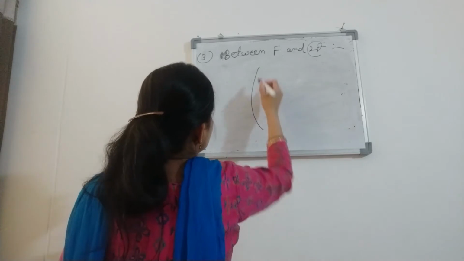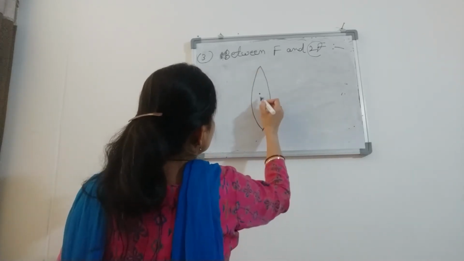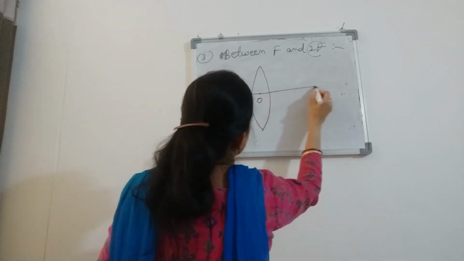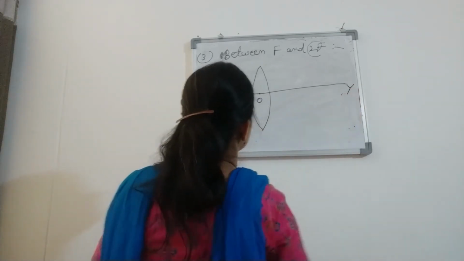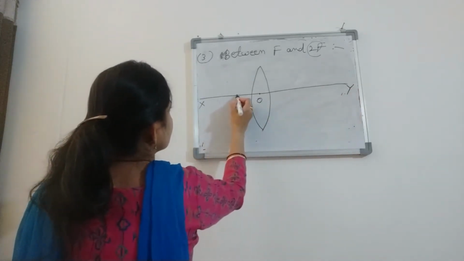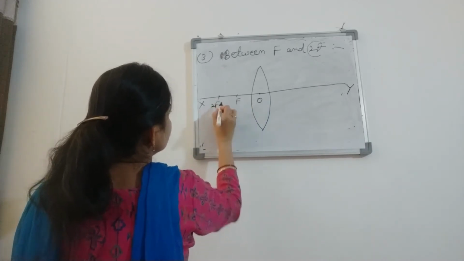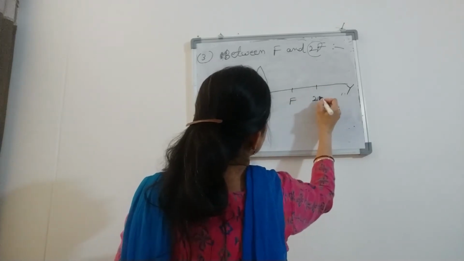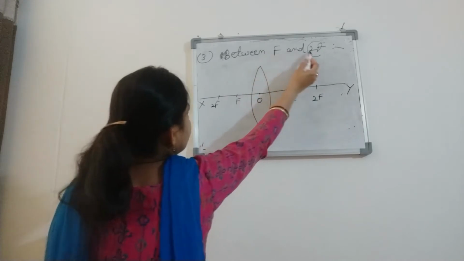So first draw the convex lens. O is the optical center and XY is the principal axis. This is F, this is 2F. Similarly, this is F, this is 2F. Now place the object between F and 2F.